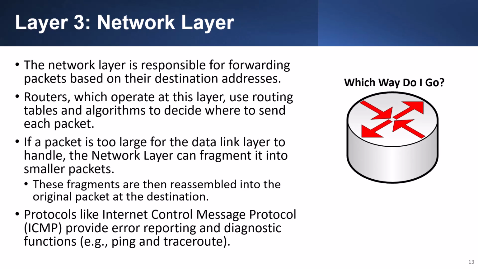The network layer is responsible for forwarding packets based on the destination addresses. Routers, which operate at this layer, use routing tables and algorithms to decide where to send each packet. If a packet is too large for the data link layer to handle, the network layer can fragment it into smaller packets. These fragments are then reassembled into the original packet at the destination. Protocols like Internet Control Message Protocol, or ICMP, provide error reporting and diagnostic functions, such as those used with the ping and traceroute commands.